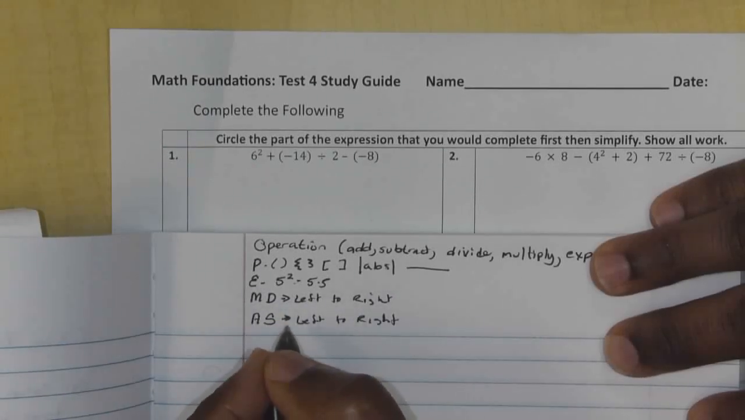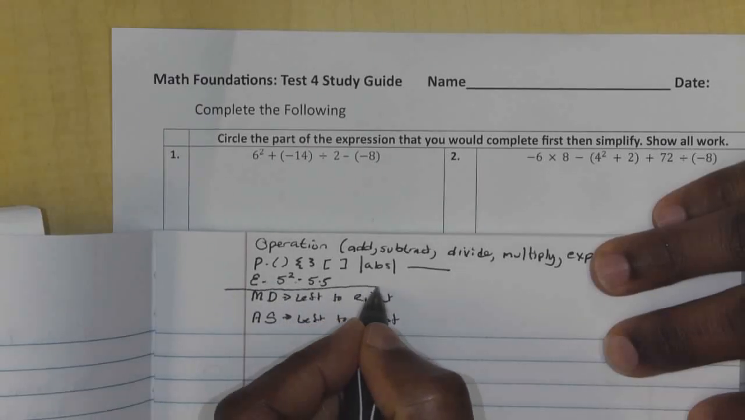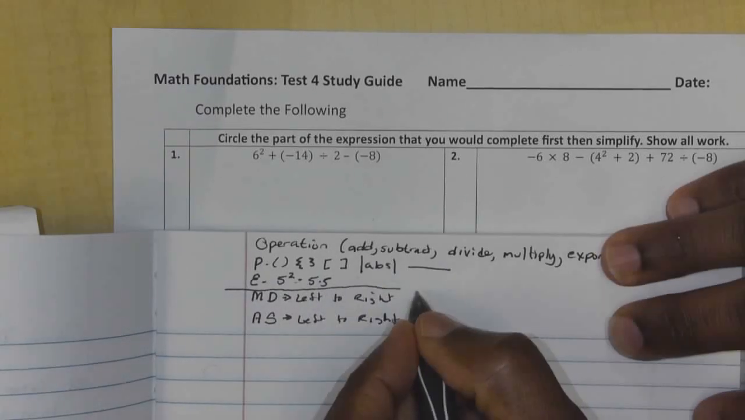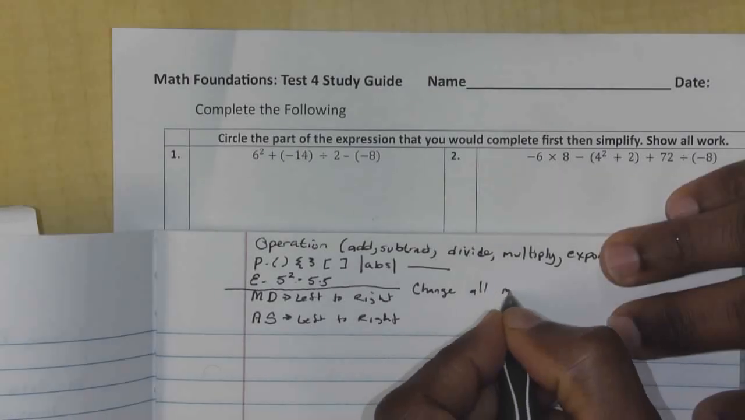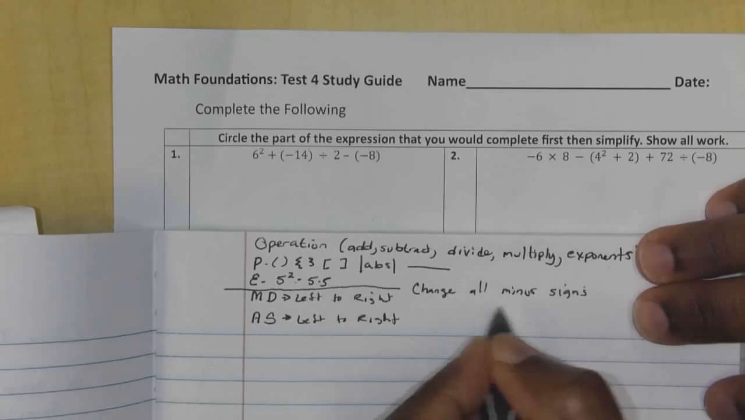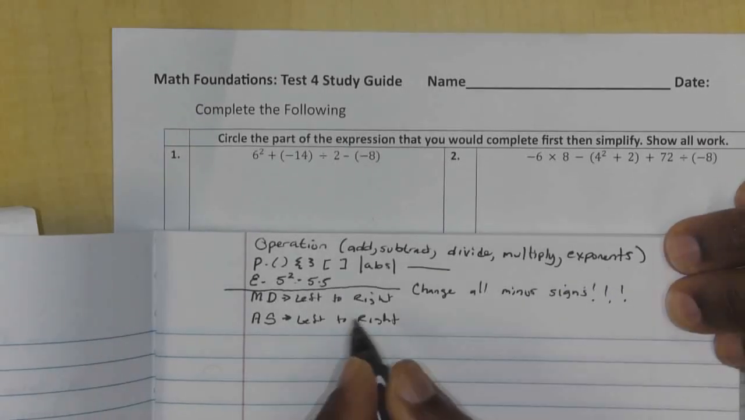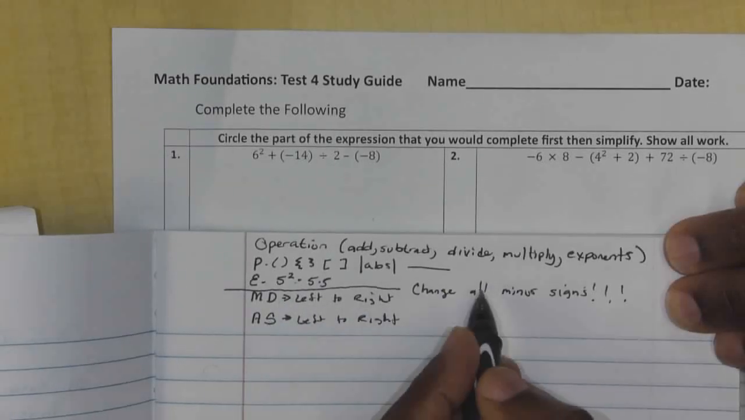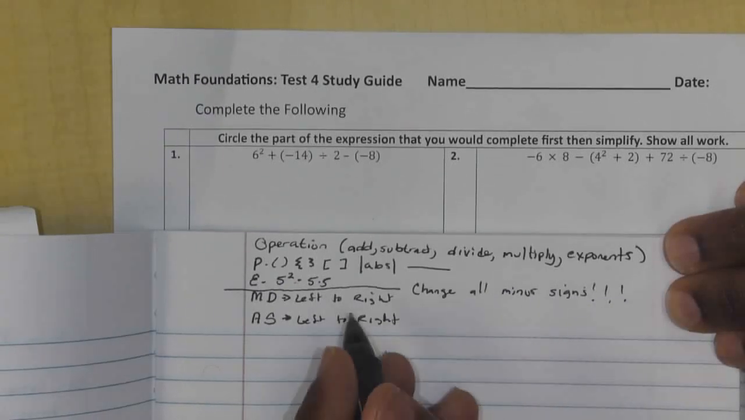Now, one thing I want you to do moving forward: when you have a problem and you've done your parentheses and you've done your exponents, I want you to change all minus signs. I saw some of the work that some of you turned in, and that minus is messing you up. So when you get to the problem, and you're about to multiply and divide or add and subtract, make sure all your minus signs are out of your problem. You should have plus numbers in there. All right, let me show you what I mean.